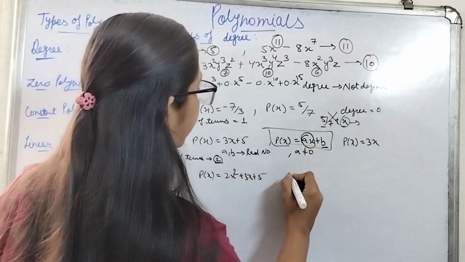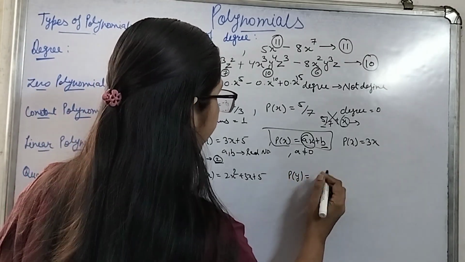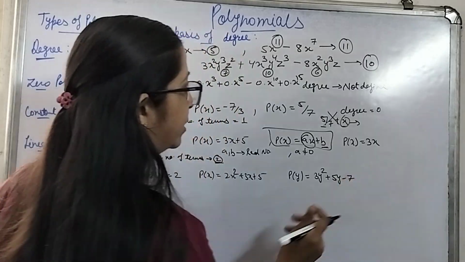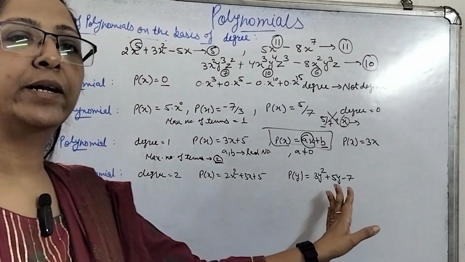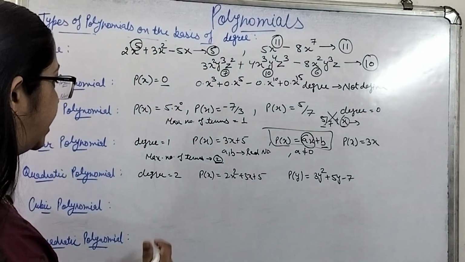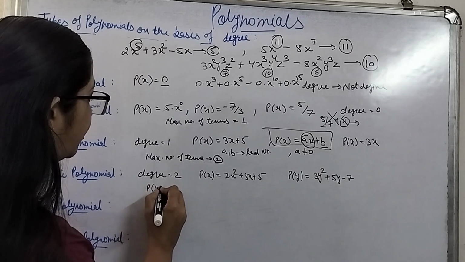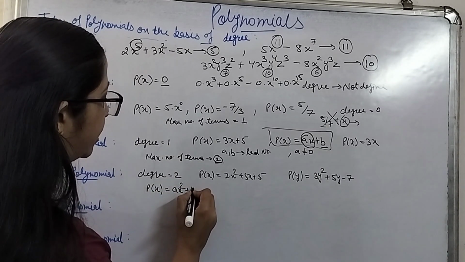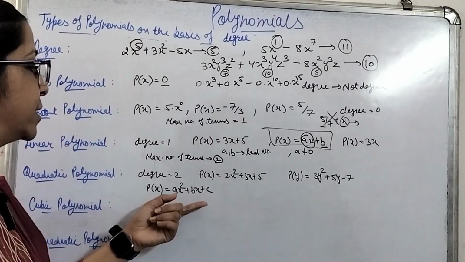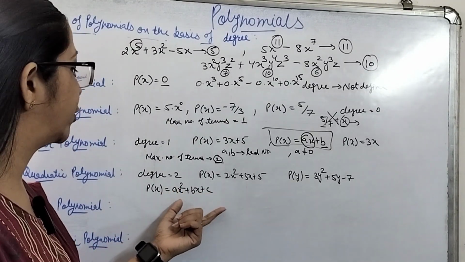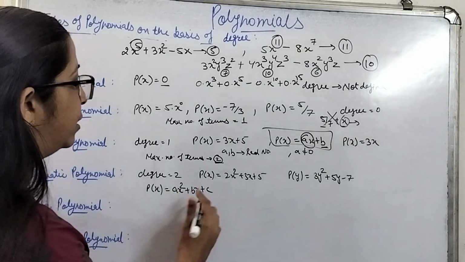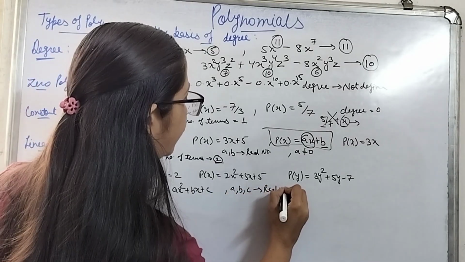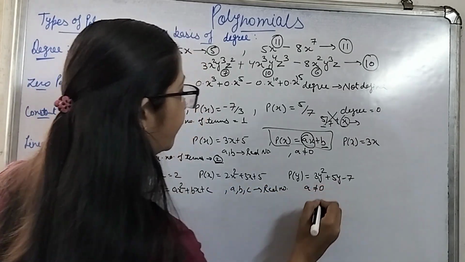Another example we can take in y. It could be 3y square plus 5y minus 7. This is also an example of a quadratic polynomial. So we can see that the standard form of the quadratic polynomial in terms of x will be ax square plus bx plus c, where a, b, c are any real numbers and a cannot be 0.